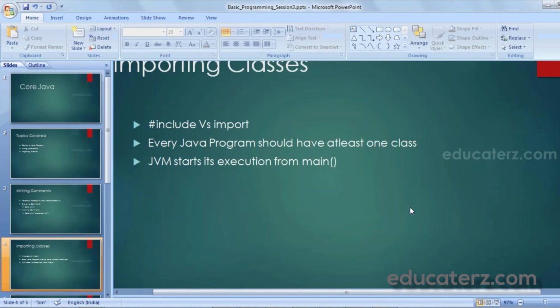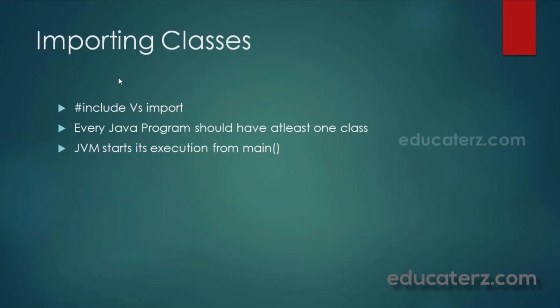So let's come back to the session. So we have seen here what is the difference between #include and the import statement, and we have seen that every Java program should have at least one class, and JVM always starts its execution from main, and the syntax of main should be public static void main(String[] args).